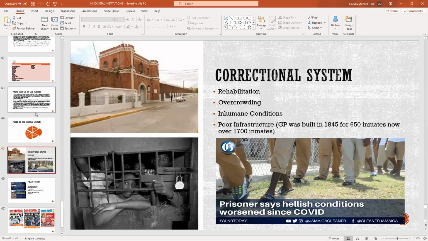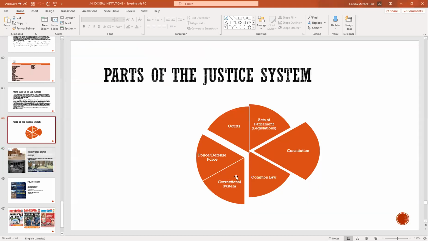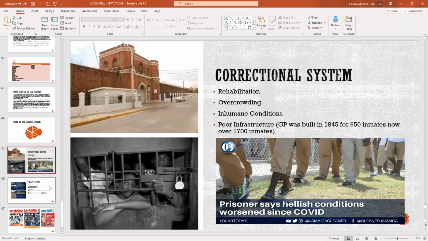Another part of the justice system is our correctional system, the prison, right? A very important part of it. Our prison system is supposed to facilitate rehabilitation, but it has some serious issues. This is from a newspaper this year: prisoners say hellish conditions worsened since COVID. One example of hellish conditions is that our prisons are overcrowded. There's quite a lot of inhumane treatment going on in our prisons. Our prison infrastructure is very, very poor.